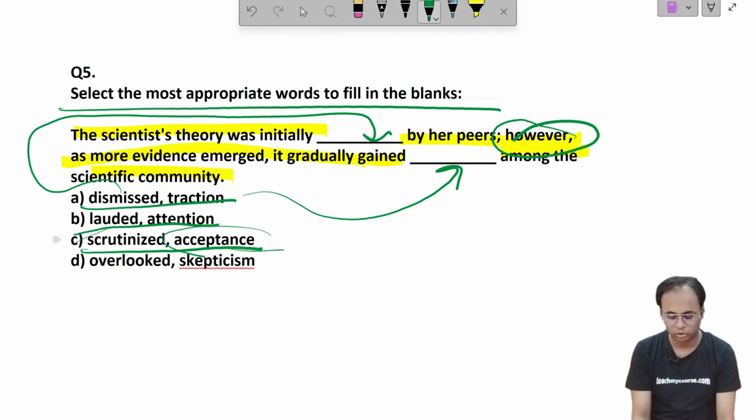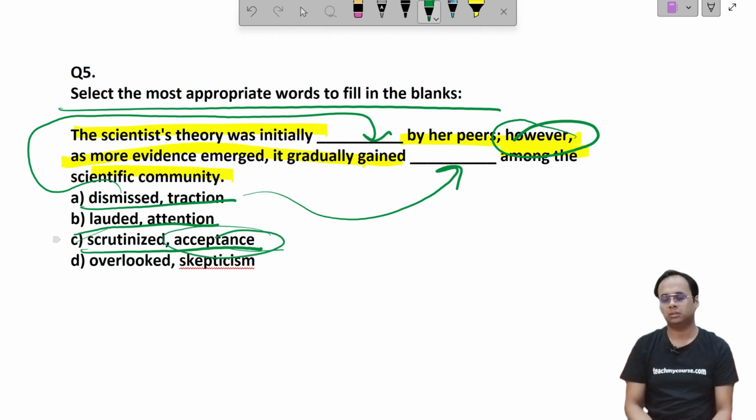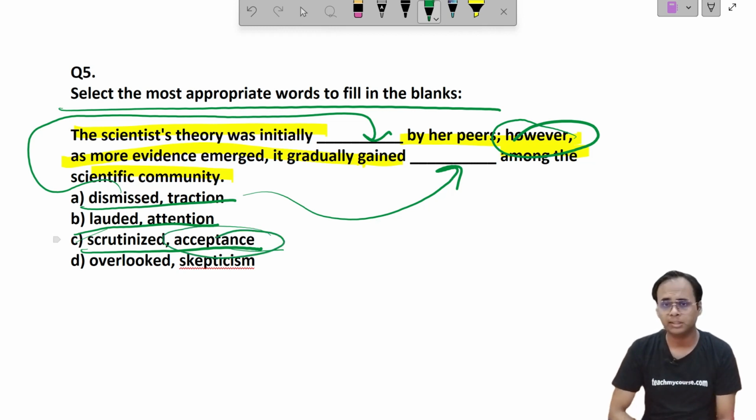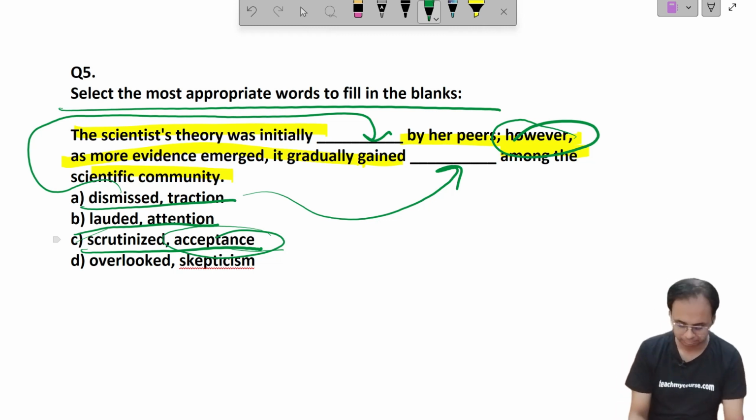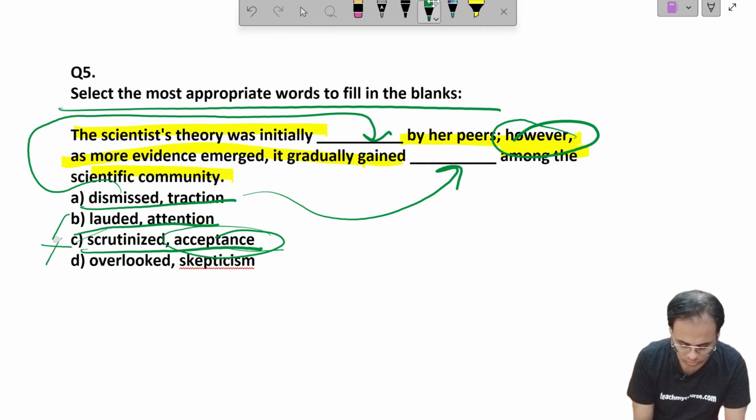Now, acceptance is a very strong word in scientific terminology. Acceptance means that the theory got completely accepted. It is not just possibly true, because only evidences were emerging. It cannot gain the entire acceptance. So this cannot be true also.